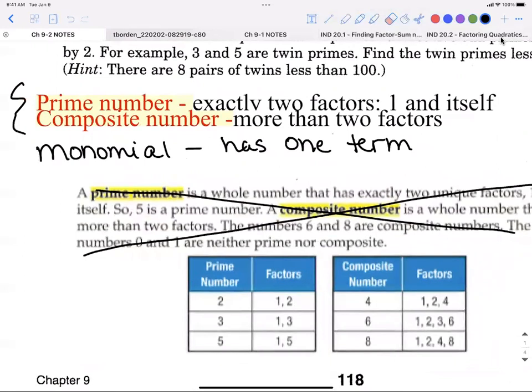And I think you've been dealing with prime numbers for quite a while now. 7. Yes, 7 is a prime number. Composite numbers are numbers that have more than 2 factors. So not just 1 and itself, but it's also divisible by 2, 3, 4, 5, you name it. It has more than 2 factors.